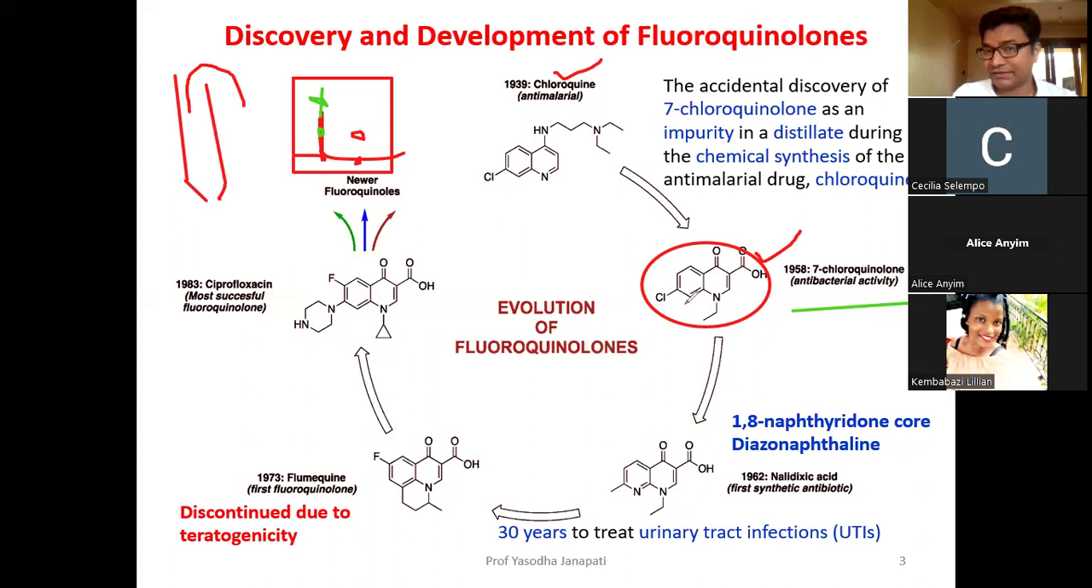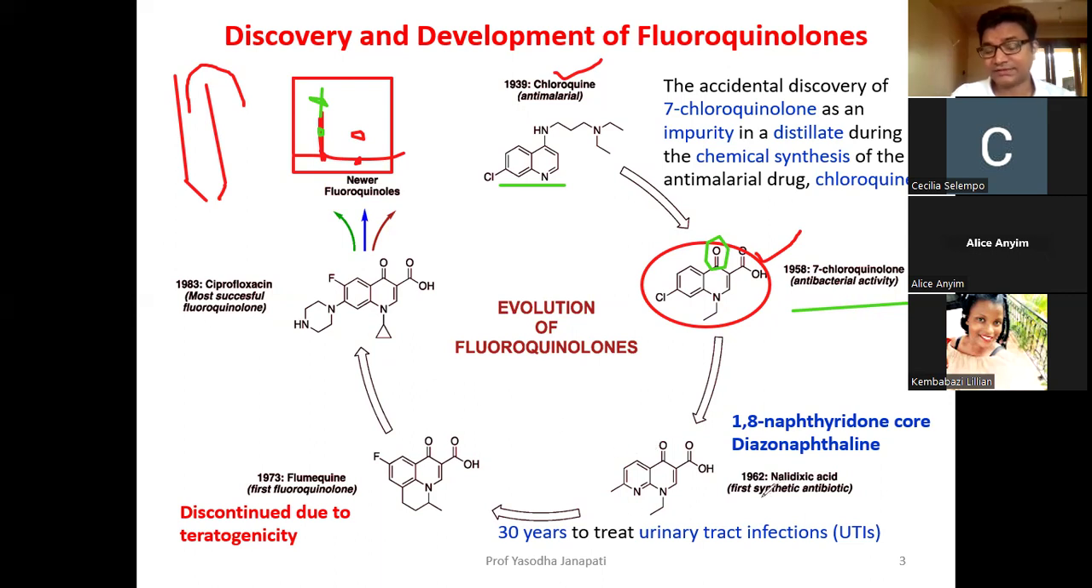What is the basic ring present here? You see the basic ring here, quinoline. Now here it is quinolone. Why? Because it has a keto group at the 4th position. That's what I was telling: 4-quinolones are the ring present in our drugs. So further modification of the 4-quinolone was done.